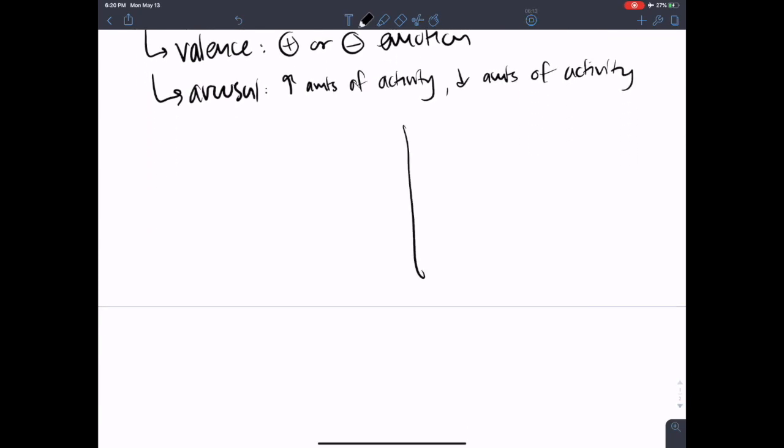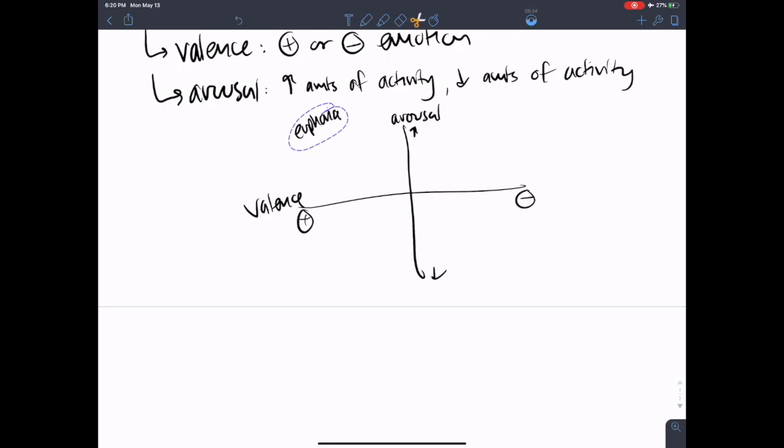So if you take valence, if we say these are positive emotions, these are negative emotions, this might be different than the way it was represented in class, axis-wise. But if this is arousal, so this is high arousal, and this is low arousal, we can ask, what's a positive emotion that's also high arousal? Something like euphoria. When you take a drug like cocaine, it increases your arousal, and it is a positive valence.